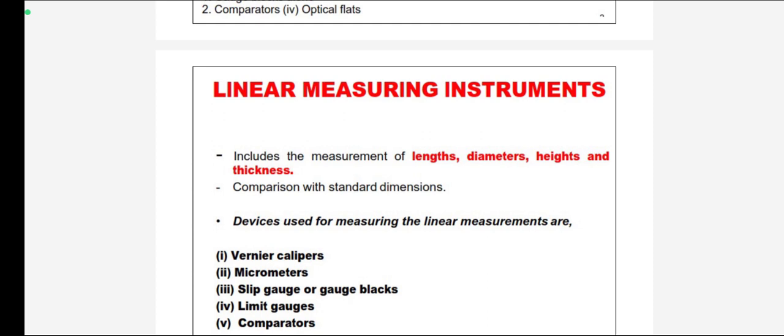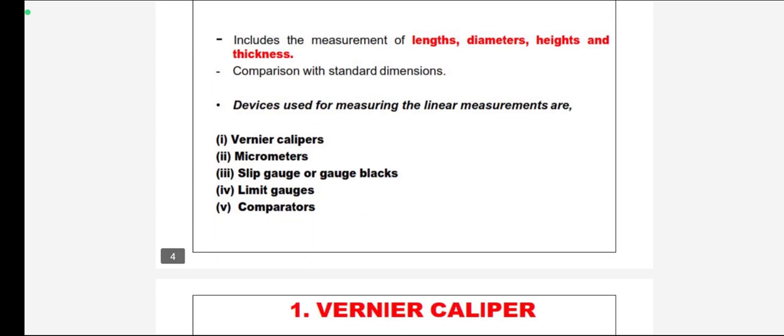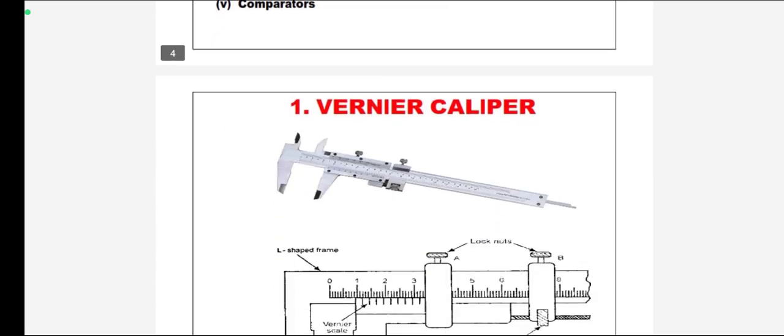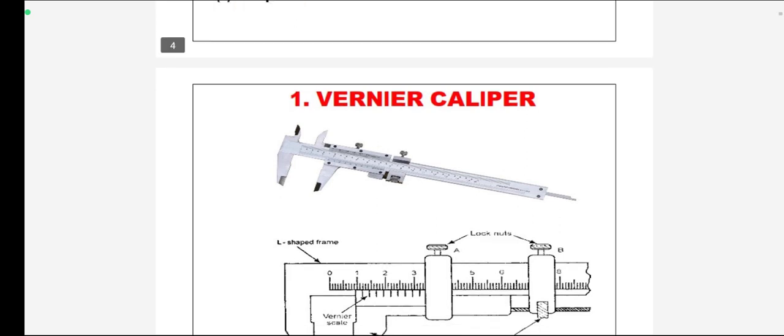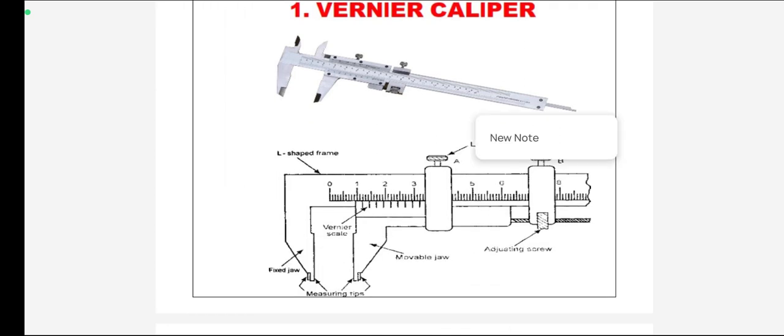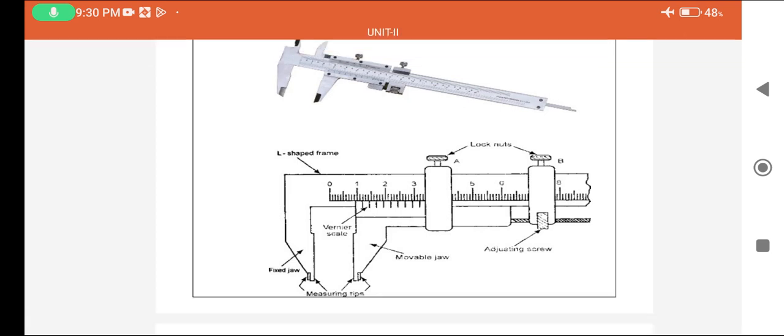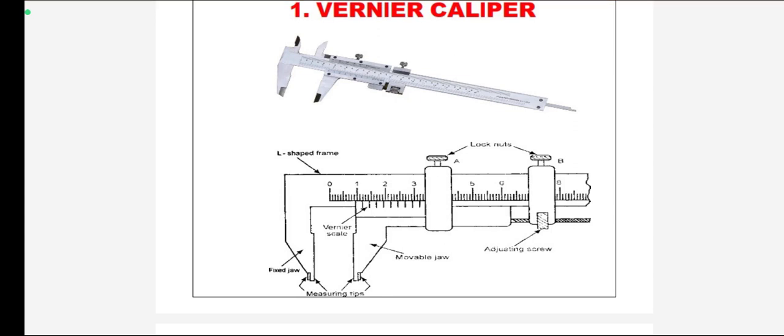These are all the high resolution devices, and they include the measurement of length, diameter, height and thickness. These are the linear measuring elements, and they are measured by the vernier caliper, micrometer, slip gauge, limit gauge and comparator. Briefly, we are going to see the vernier caliper. The vernier caliper is a linear measurement instrument. It measures the internal and external diameters and the length of a shaft.